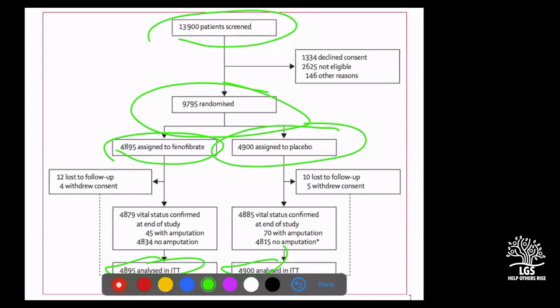Now, there is one small element here that you might want to notice. If it's too much for you, don't worry about it, but that is the patients who are lost to follow-up, 12 and 10. This group is kept as part of the analysis and is considered as failures of treatment of that particular group. And this kind of a study, where the patients who were lost were not removed from the analysis but were kept in the analysis and considered as failures of that particular group, is what's known as an intention to treat analysis. Okay.